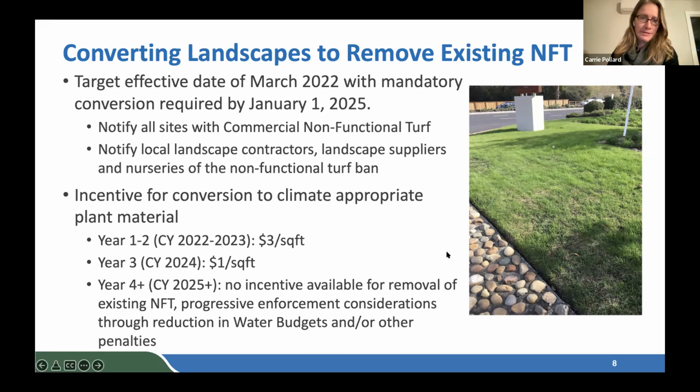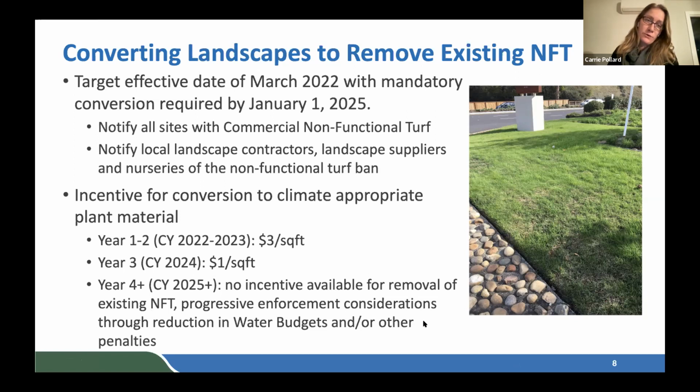And so we want to give those industries a little bit of a heads up as well. Looking at incentives for converting these areas to climate appropriate plant material, staff would propose for years 1 and 2 that we would continue to offer the $3 per square foot, which is currently our incentive offering for turf removal. In year 3, we'd reduce that down to $1 per square foot. And of course, this would all be included in our outreach materials so that these commercial sites would know up front that they want to maximize their incentive by taking action sooner than later.